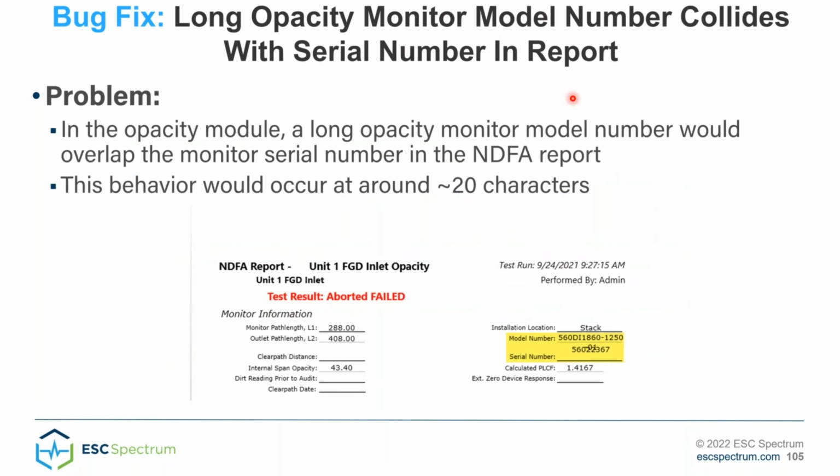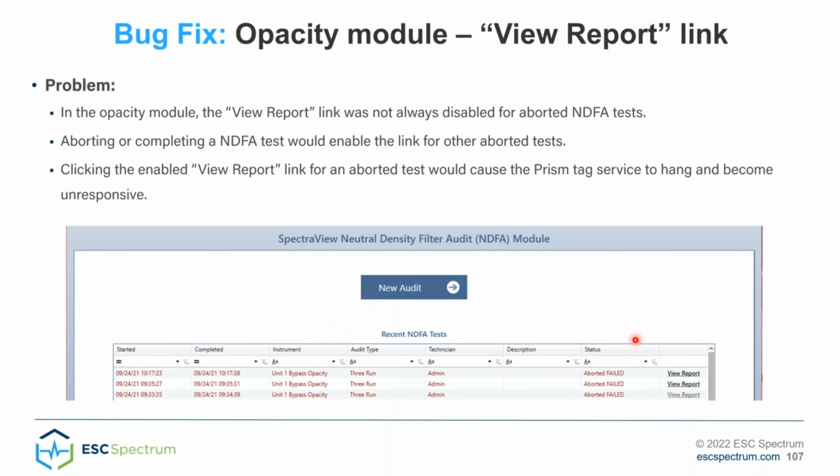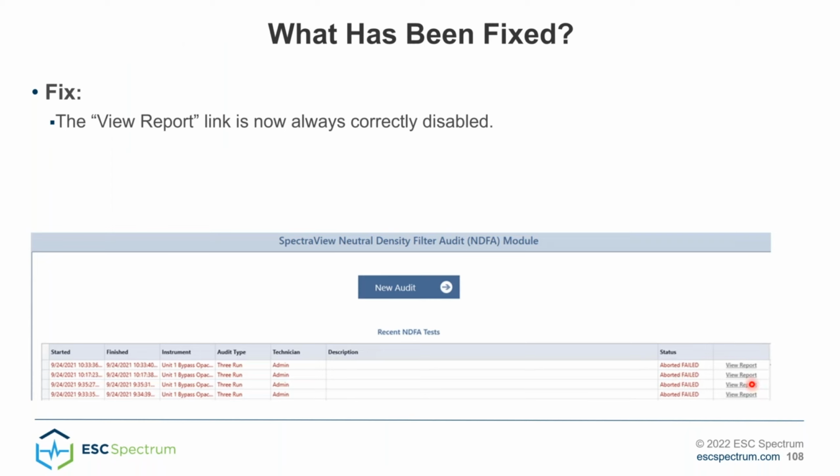A long opacity model number with serial causes the report to look weird. We've tweaked that and adjusted that. That should be better. The view report link shows up for aborted or failed opacity tests. There is no report for an aborted opacity test, so those shouldn't have been showing up. That's been fixed. You can see that's now disabled for those tests that have been aborted.